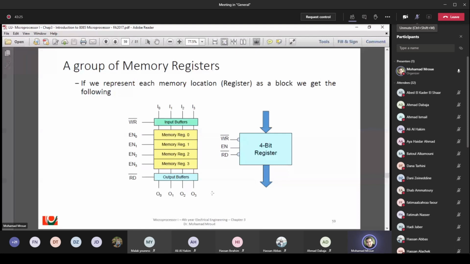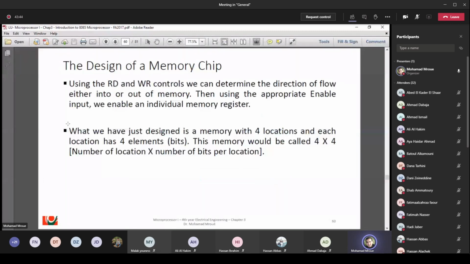Now, using the RD and WR controls, we can determine the direction of flow either into or out of memory. Then, using the appropriate enable input, we enable an individual memory register. What we have just designed is a memory with 4 locations, and each location has 4 elements. This memory would be called 4x4. So 4 is the number of locations, and the other 4 is the number of bits per location, for example.